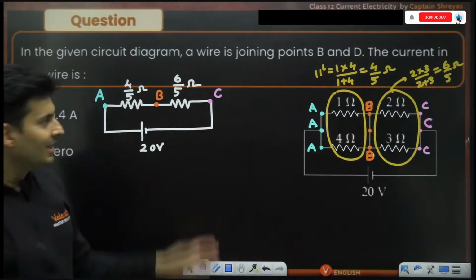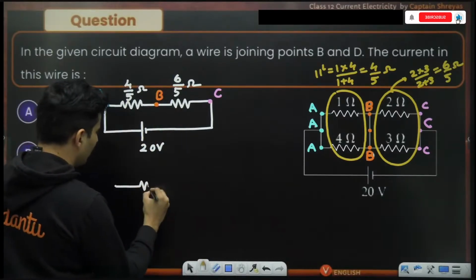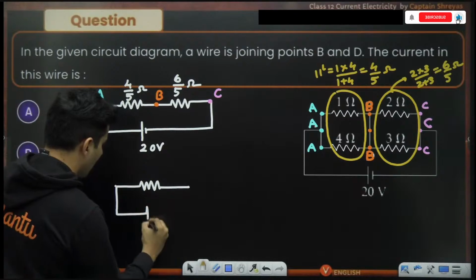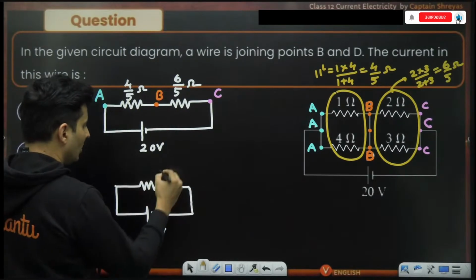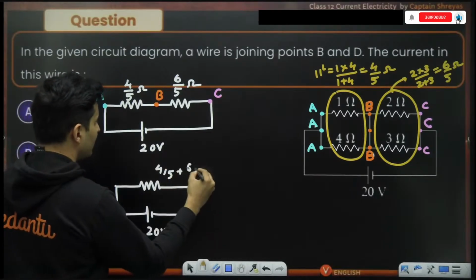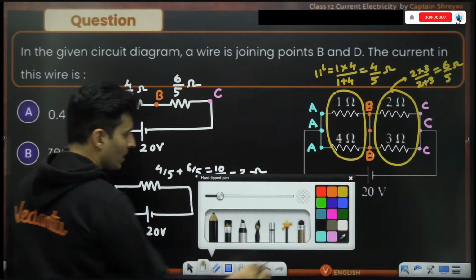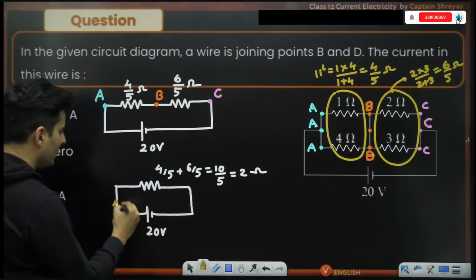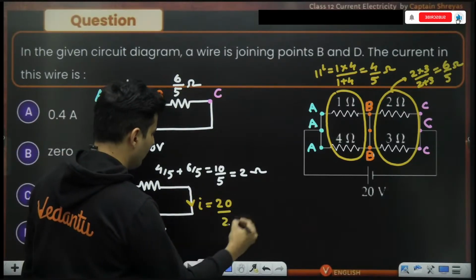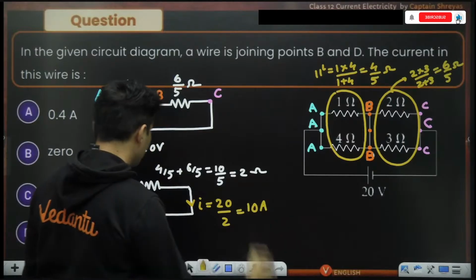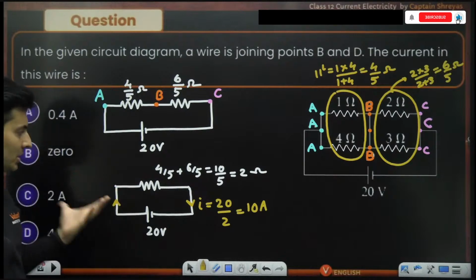Perfect. So now we can easily reduce this into a single resistor. How much will that be? They both are in series, so 4 by 5 plus 6 by 5 is 10 by 5, which is 2 ohms. But that is not the answer. Obviously, we have to find the current. Current will be voltage by resistance. Voltage is 20 divided by resistance 2, which is 10 amperes. Now, 10 amperes is not even in the options, because that is not even the question which is asked.